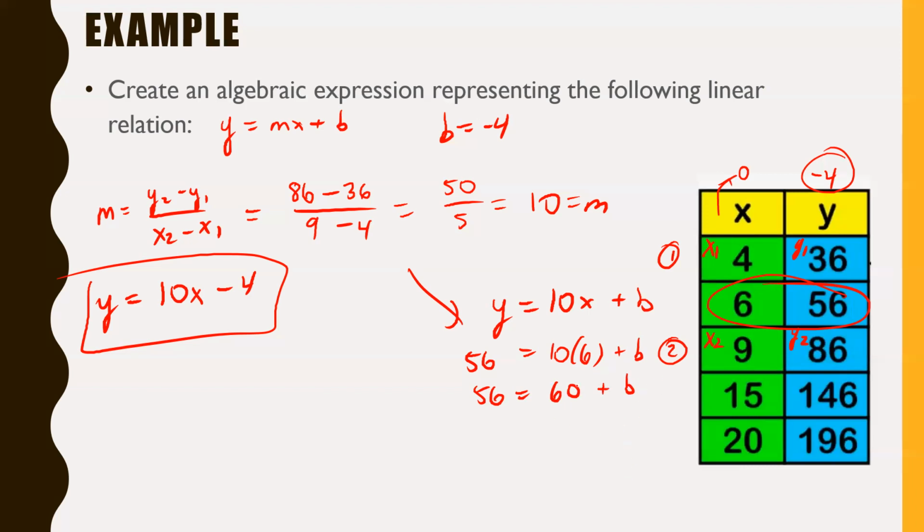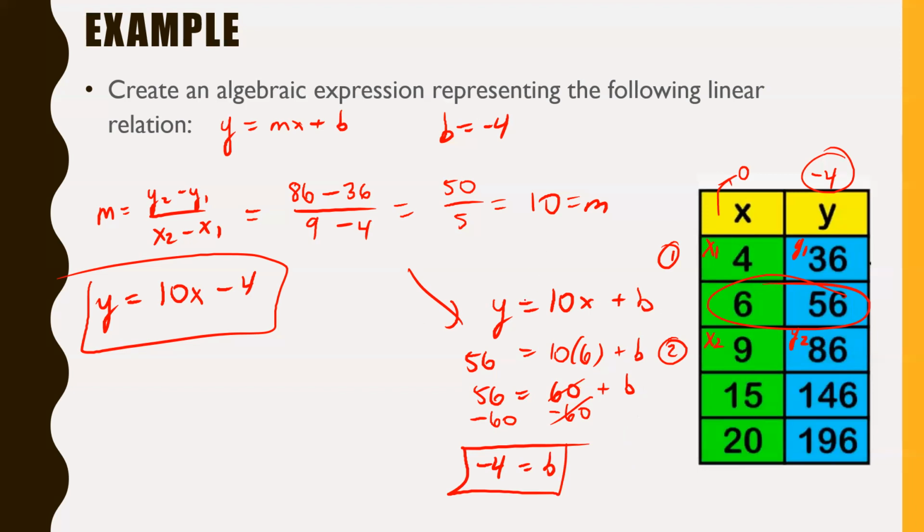We want to get b all by itself, but there's a plus 60 here. So why don't we minus 60 from both sides? Boom, boom, that's now gone. 56 minus 60, bust out your calculator, you're going to see that that's -4. So -4 equals b. Holy smokes, we found b another way, right?